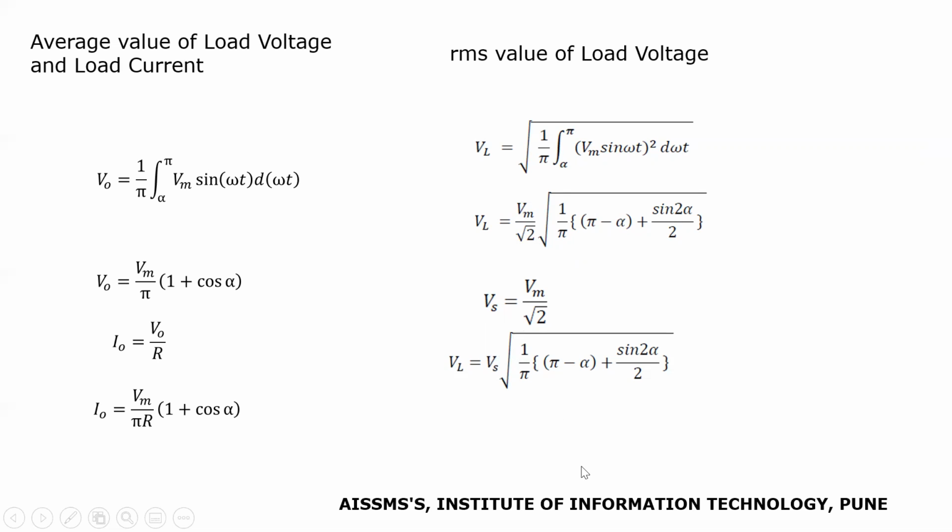So this is about the equations for the average value of load voltage, average load current, and RMS value of load voltage. So this is all about the working of a semi-controlled converter connected to R load.